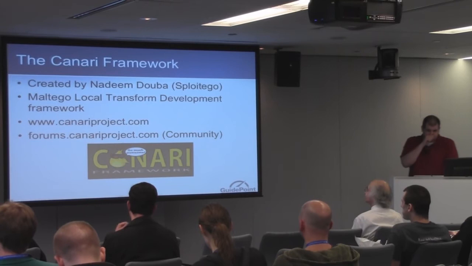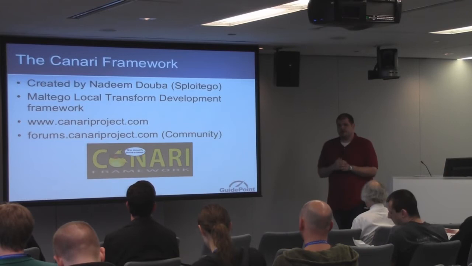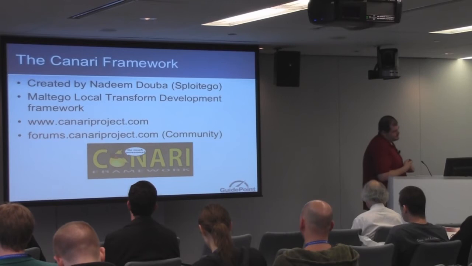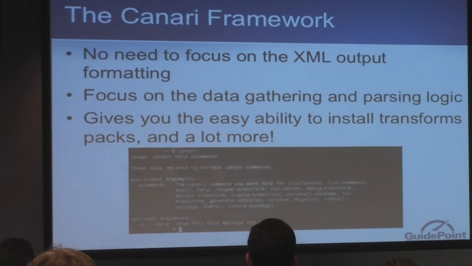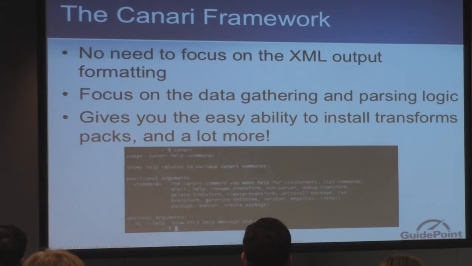There are several types of modules, Python modules and PHP modules, that help you write transform packs, right? My personal favorite is the Canari framework. It deals with all the output for you, right? So I don't like XML. I'm just not a fan. I don't like building my own XML. I don't like outputting it. Don't really like any of that. So I can use Canari to just focus on the logic of my code and parsing the data that I'm trying to input into a graph. It's really scalable and really easy to install transforms across the board.